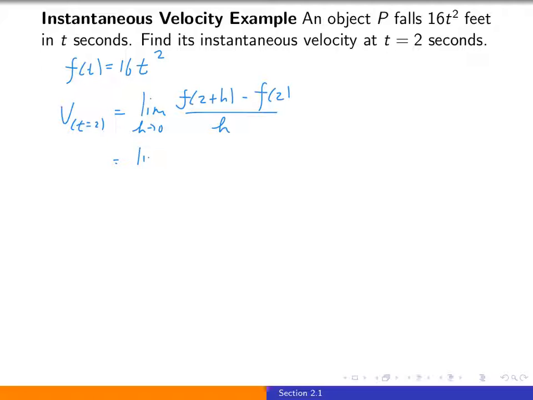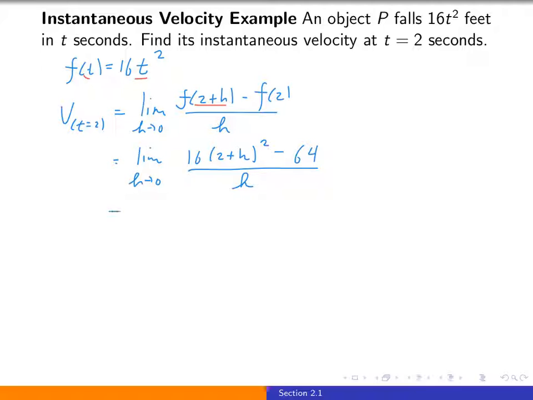Just like our previous examples, the first thing to do is take care of the function evaluations. f of 2 plus h: wherever there is a t in the function, we need to replace it with the quantity 2 plus h. So that would be 16 times the quantity 2 plus h squared, and we're subtracting away f of 2, which is 16 times 4, or 64, all divided by h.